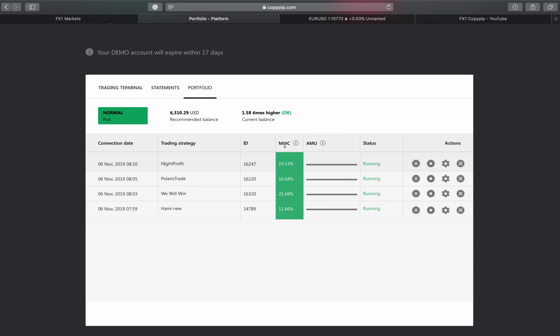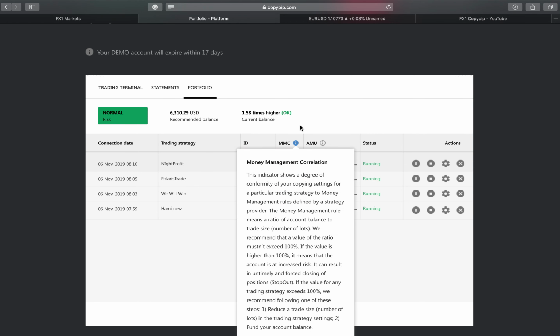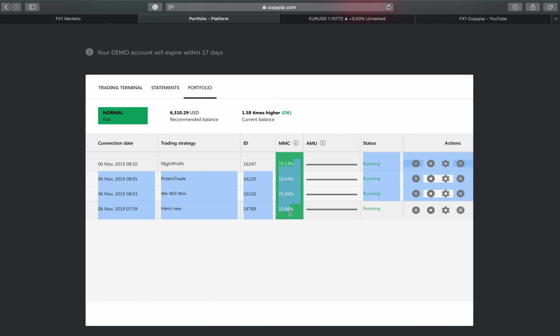And so what is MMC? MMC is money management correlation. It means you need to keep the sum of all this below 100 to lower your risk. It might go higher than 100, but then you're exposing your account to more risk.